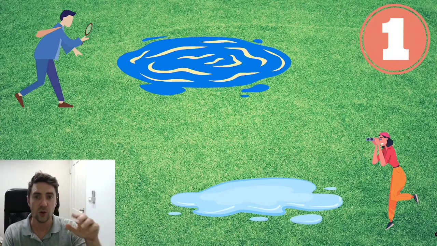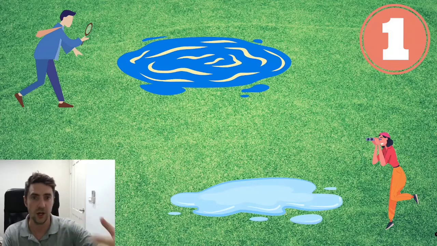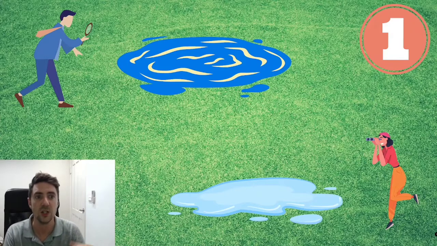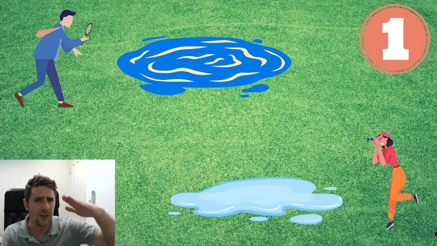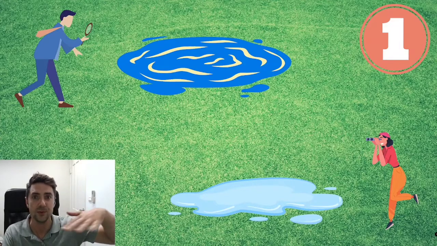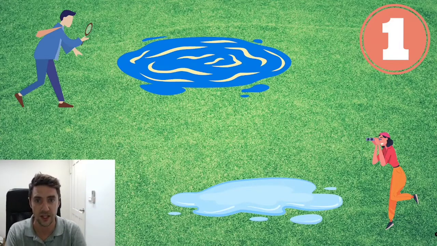So first, we can look around our house, outside our house, on the balcony or the street or wherever is close to our house. See if we find some water that's just sitting there waiting for the mosquitoes to come and lay the eggs.